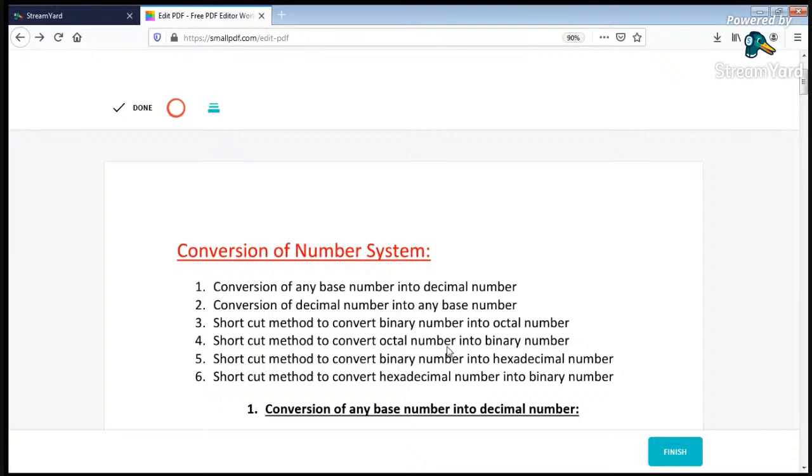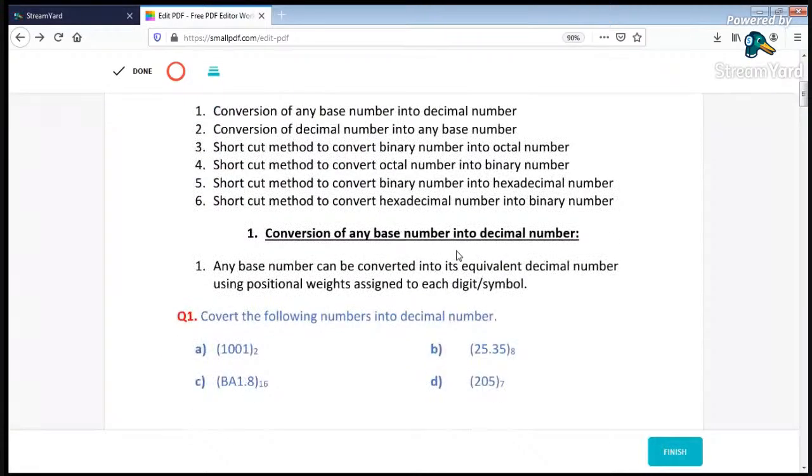Okay, so first I will discuss the conversion of any base number into decimal numbers. In a digital system, we use four standard number systems: binary, octal, decimal, and hexadecimal. So I am going to discuss here how we can convert any base into the decimal number system. Any base number can be converted into its equivalent decimal number using the positional weight assigned to each digit or symbol. What is the positional weight? I already discussed it in a previous class. So I will start from the first problem.